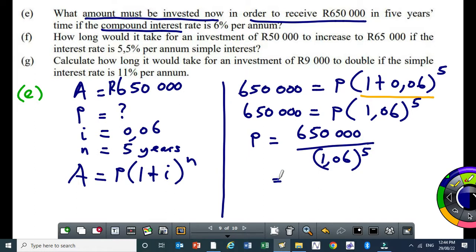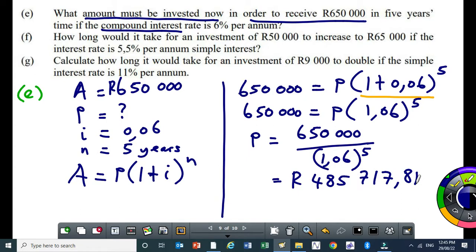And whatever answer I get here has to be less than 650,000. Use your calculator and tell me that. 485,000... 485,717.85. Are you all getting this?